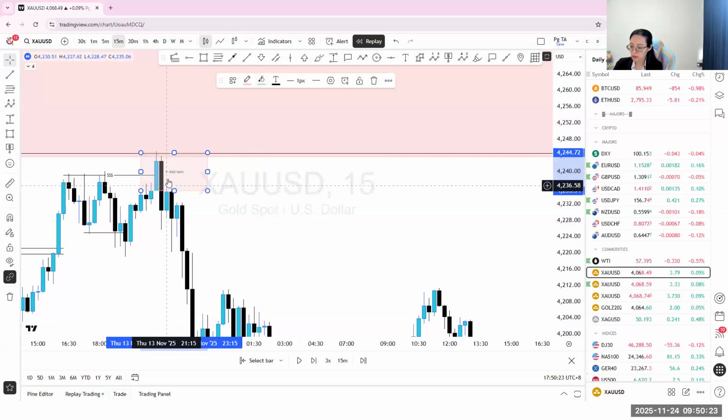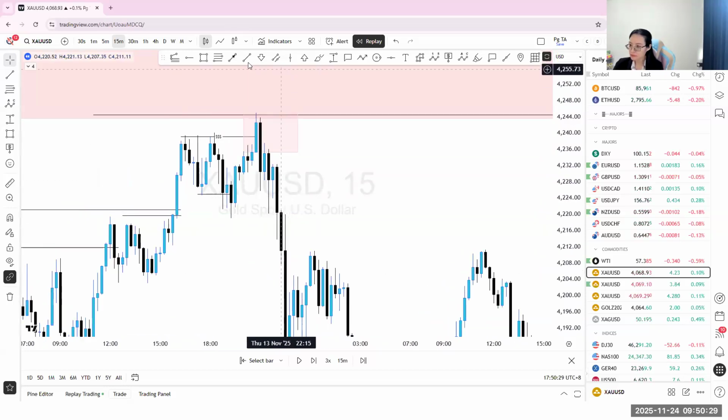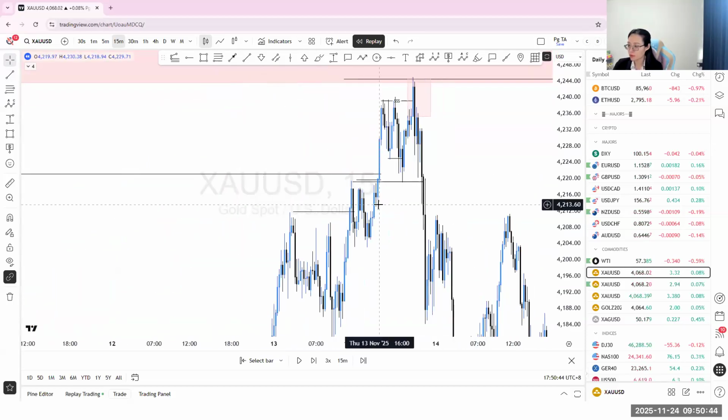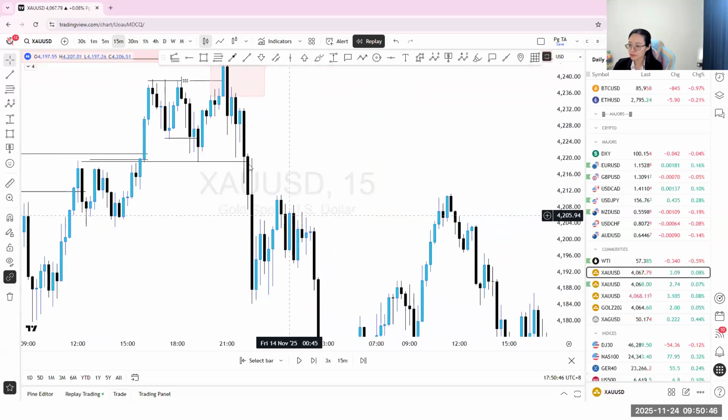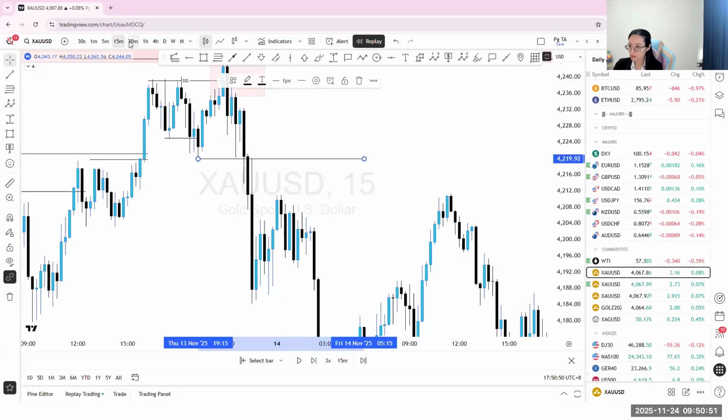This is the zone in the M15. You see the price went in and then fell, closed below this level. This is the resistance, becoming your support, it becomes your resistance. Now, below, we will consider this one as our change of character.